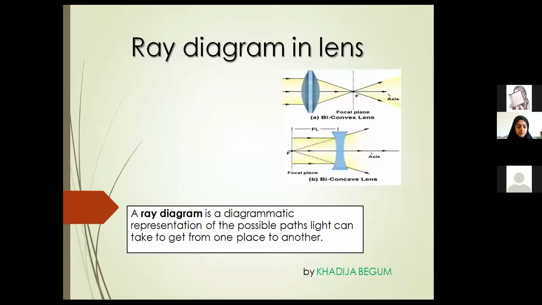Assalamu alaikum everyone. I'm Khadija and today I will be talking about ray diagram formation in lens and the image formation. So what do you mean by ray diagram? A ray diagram is a representation of possible paths light can take to get from one place to another.